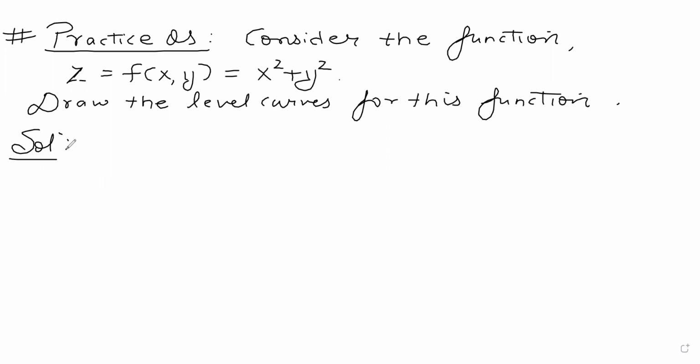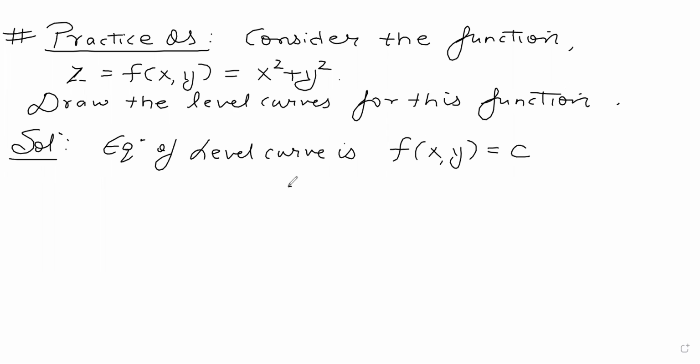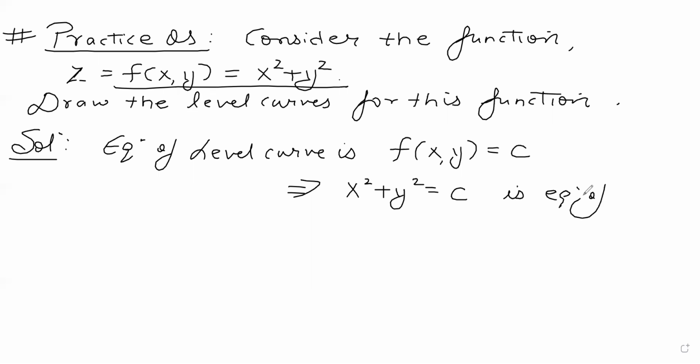So what is the equation of the level curve? The equation of the level curve is f of xy equal to c. What is f of xy? x square plus y square equal to c. So this is the equation of a circle with the center at 0, 0. The center is at 0, 0 and the radius is root c.